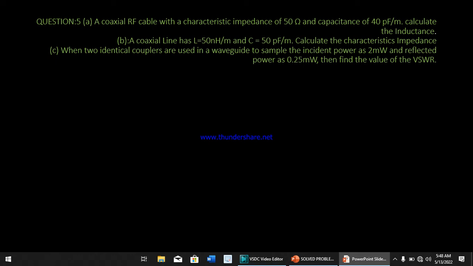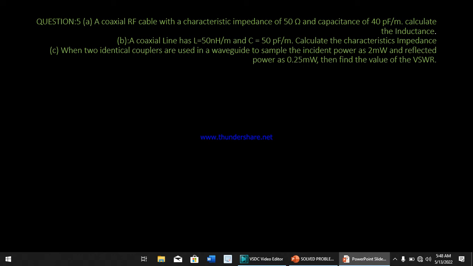And the B aspect says a coaxial line has L inductance of 50 nanohenry per meter and capacitance of 50 picofarad per meter. Now calculate the characteristic impedance.